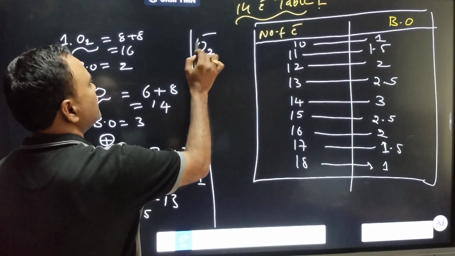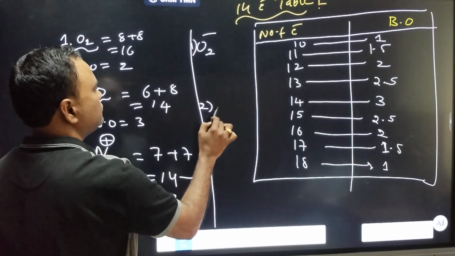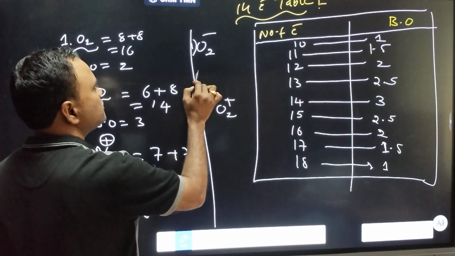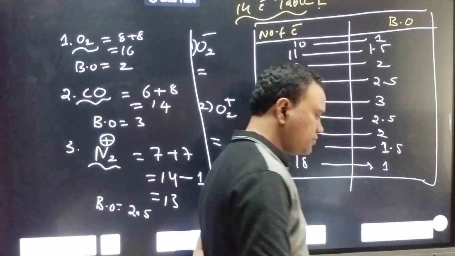O2 negative. Tell me, all of you, O2 negative, O2 positive, all of you. Say the bond order directly. O2 negative bond order, online students.